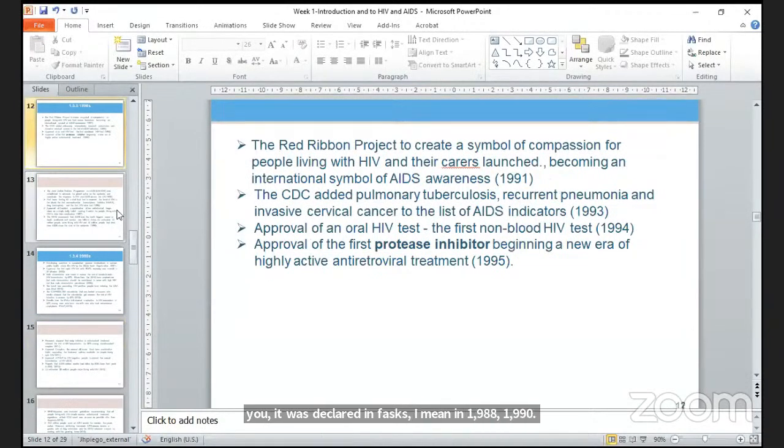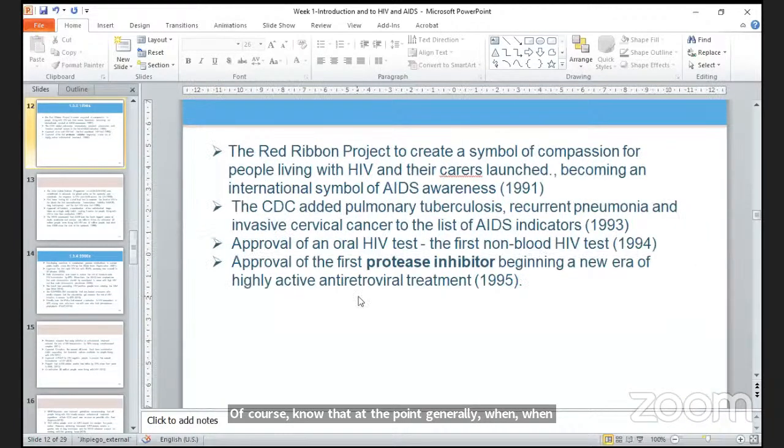1991 is the Red Ribbon Project. The Red Ribbon, of course. Generally, when there is any campaign going on as far as HIV is concerned, then you normally see the Red Ribbon. That's a small piece of ribbon that people put on their chest, on their clothes, etc. It's called the Red Ribbon. So this project was launched by advocacy groups to show compassion for those who are suffering and for the caregivers of those who are suffering from the virus. Launched in 1991.